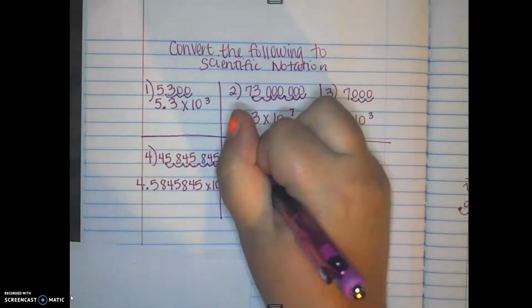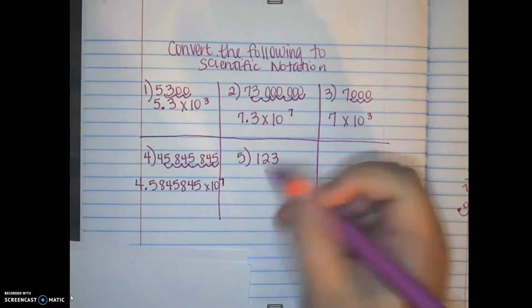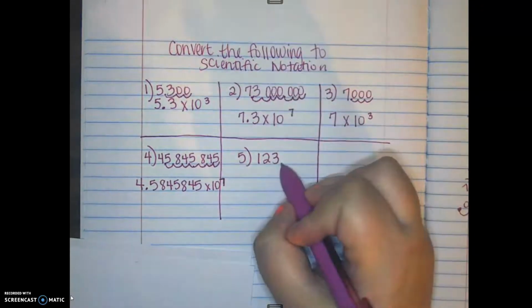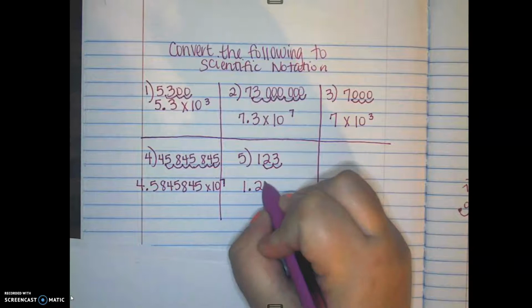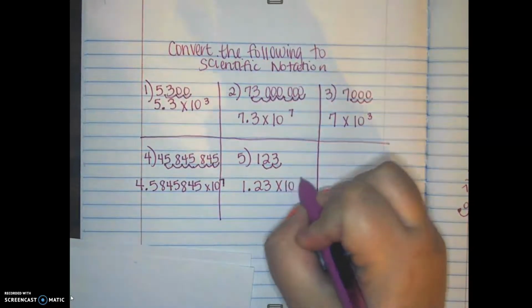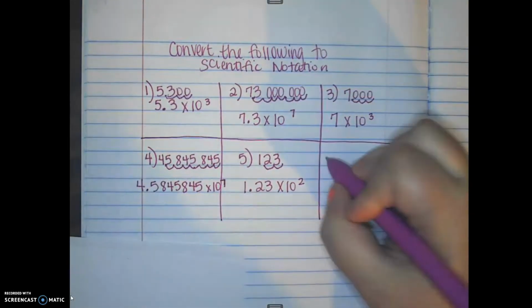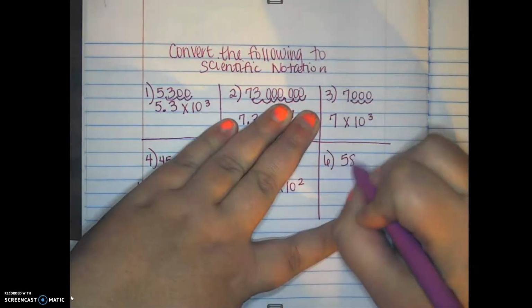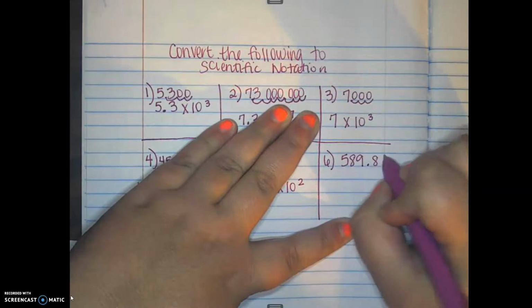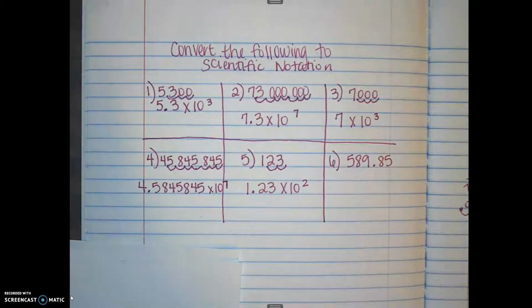Kind of went off into that second little box. That's okay. The next one's pretty small. It's really small, actually. 1, 2, 3. So I'm going to move my decimal so that it's just one number. 1, 2. So that's 1.23 times 10 to the 2. And that is a positive number, so it's going to stay positive. Now, sometimes we have a decimal already in it, like 589.85. We still want the same concept. So what I want you to do is pause at this moment, try number 6, and unpause it when you're done.